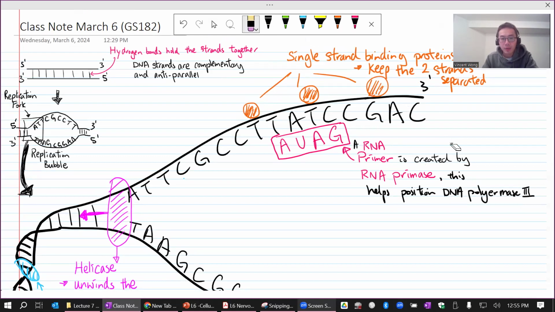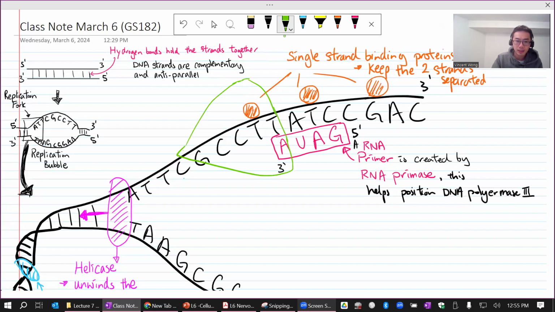Now remember, this is a nucleotide, so it also has direction. And because this is 3', this one is going to be 5', right? It's always anti-parallel. Okay, and this is going to be 3'. Okay, so then here is the polymerase 3. This little big triangle thing here. DNA polymerase 3.